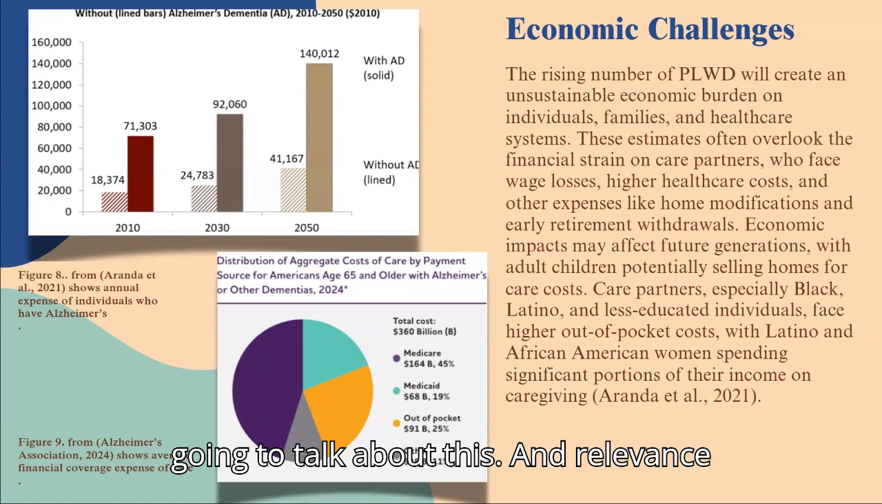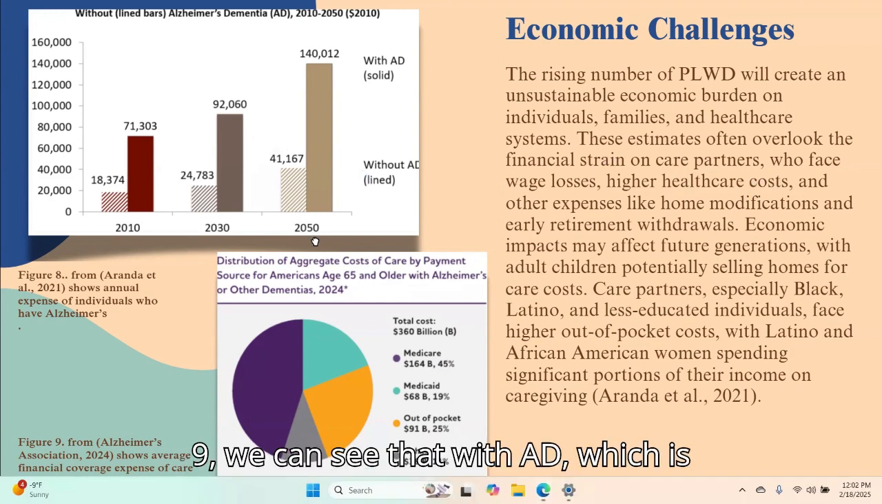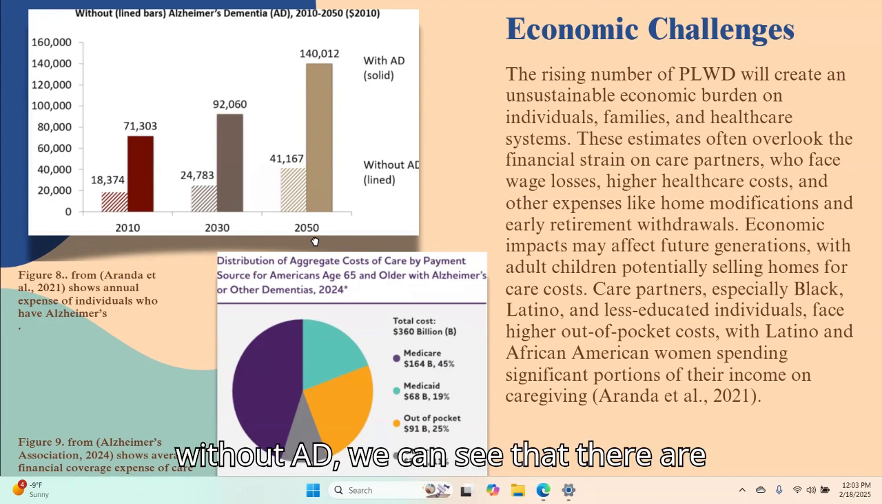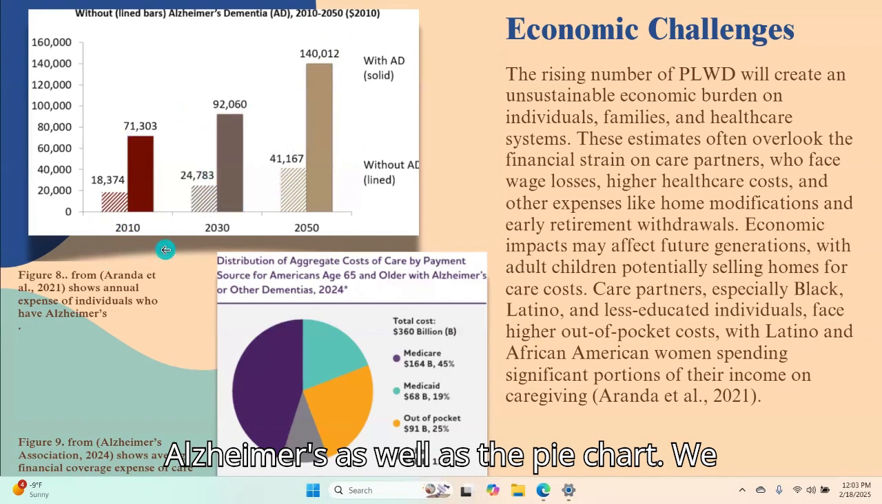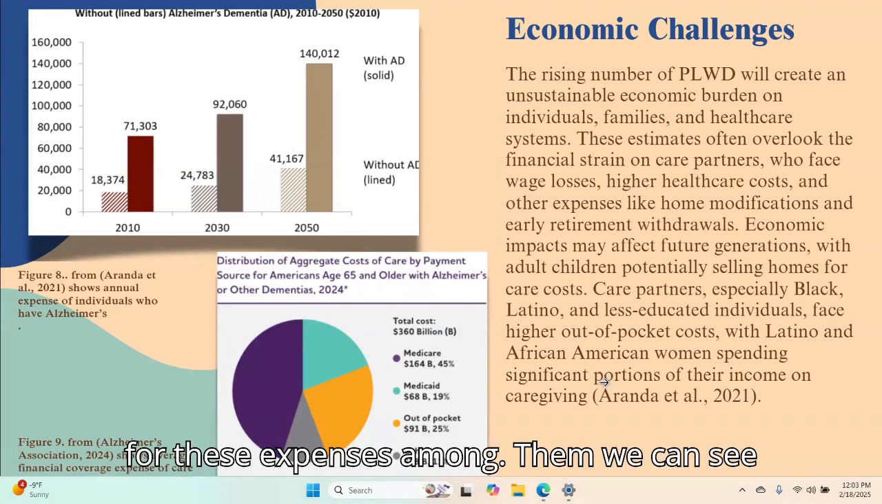We are going to talk about this in relevance to each graph of figure 8 and figure 9. We can see that with AD, which is Alzheimer's disease, versus without AD, there are more expenditures for individuals who have Alzheimer's. As well, in the pie chart, we can see how the expenses are divided and how they're going to be able to pay for these expenses.